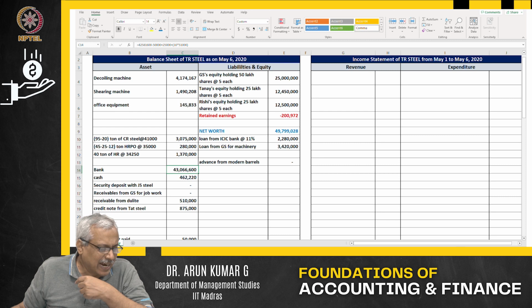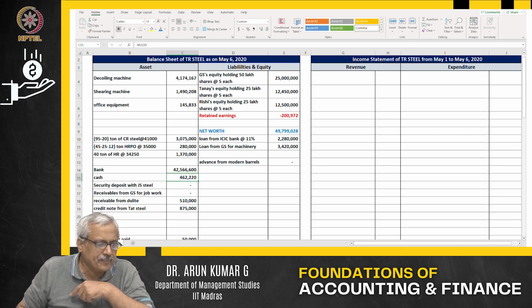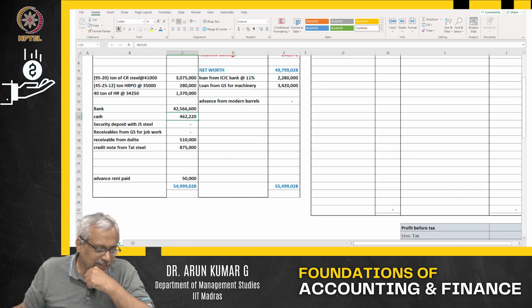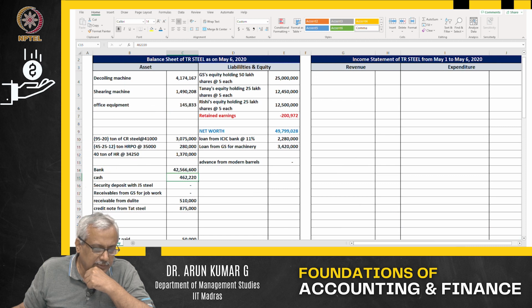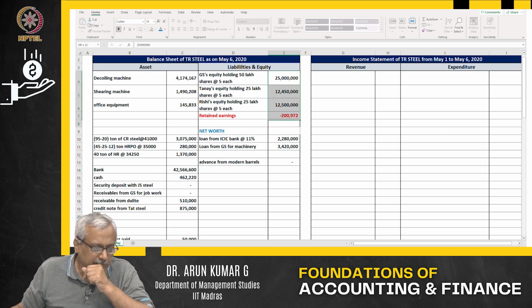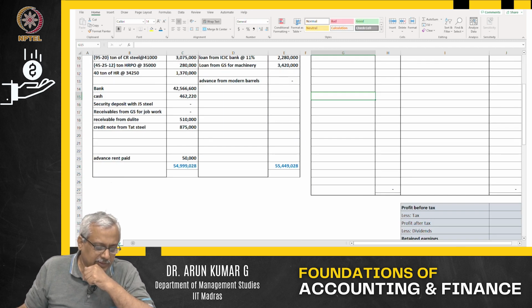And of course, cash and bank balance will go down by 5 lakhs, whatever may be the reason. Cash and bank balance would have gone down, and the balance sheet will basically balance out in this particular case. I mean, this is the mistake. Okay, the balance sheet will basically balance out here.